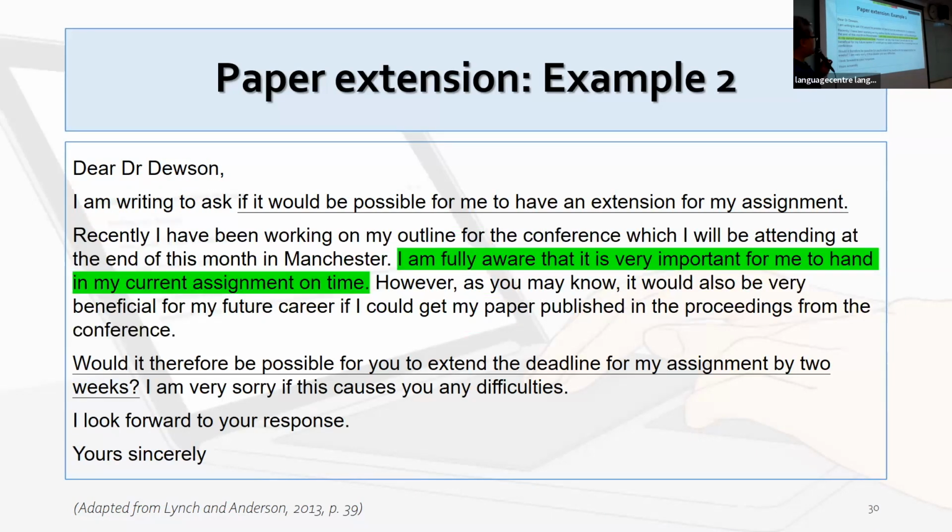So I just wanted to show you one more strategy. Again, this is another email showing how we can make a request to ask for an extension of an assignment. Here, the writer is saying, "I'm fully aware that it is very important for me to hand in my current assignment on time." Do you know why we have to include such a sentence? What's the function behind?